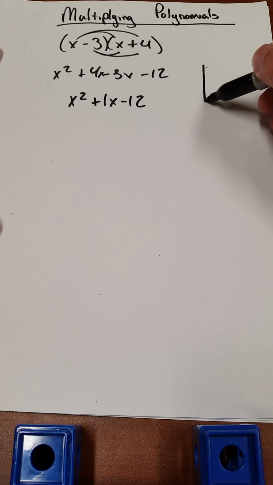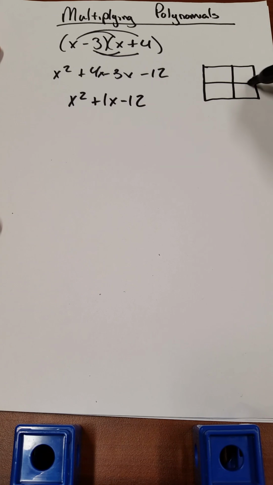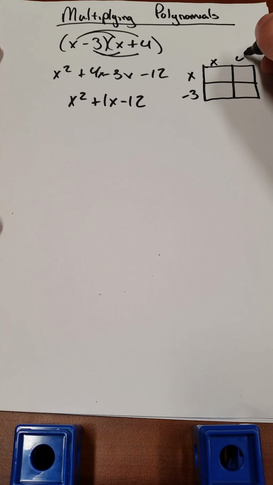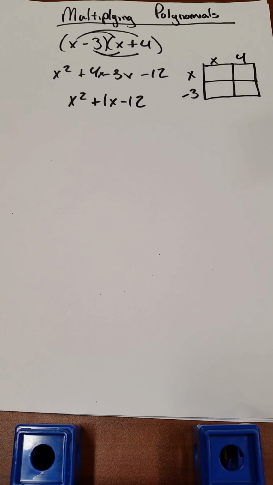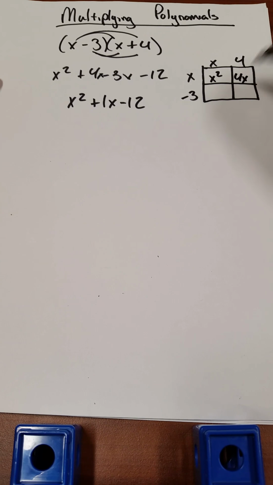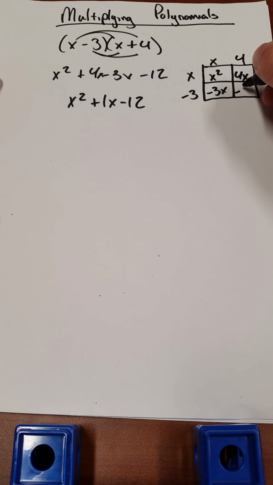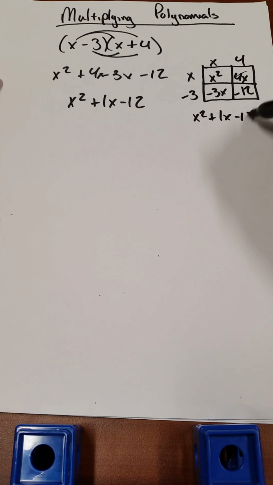If you want to do the box method with this, then x, negative 3, x and 4. It doesn't matter where it goes, just make sure you keep the sign. So that was a minus 3, so it needs to be a negative 3 down here. It was a positive 4, so it needs to be a 4 there. X times x is x squared. X times 4, 4x. X times negative 3 is negative 3x, and then negative 3 times 4, negative 12. Combine like terms again, which are right there. X squared plus 1x minus 12.